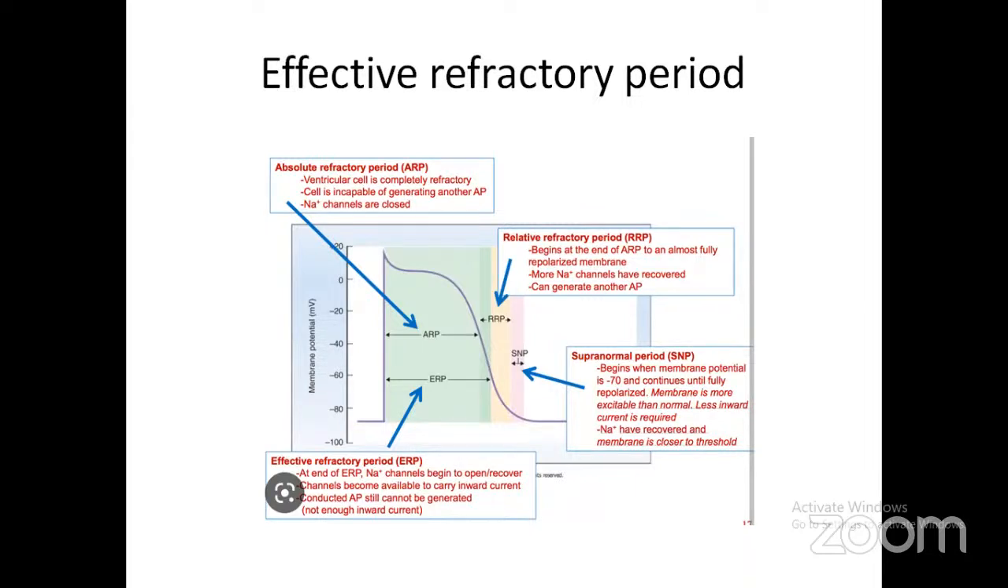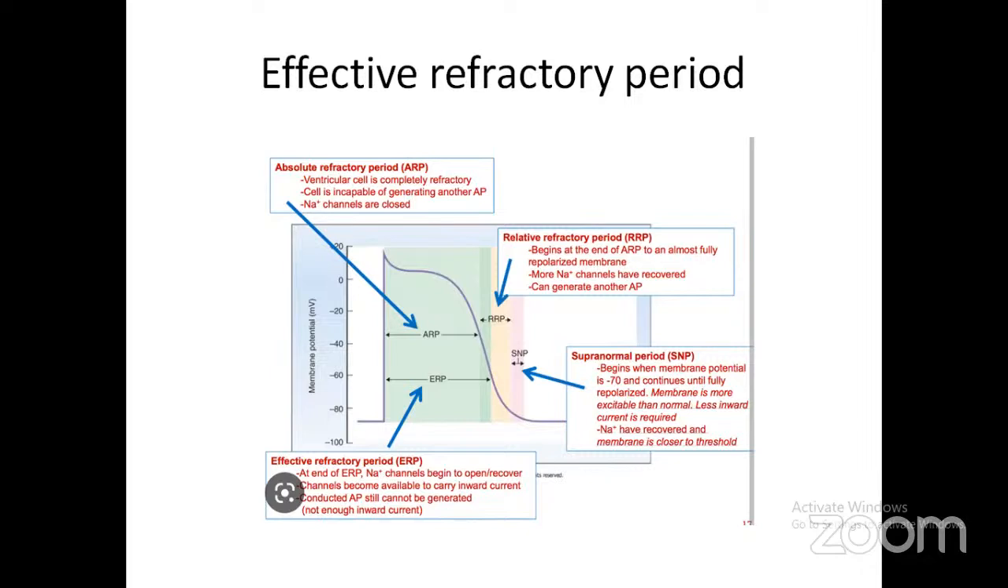In the effective refractory period, at the end of it, sodium channels begin to open or recover. Channels become available to carry inward current, but a conducted action potential still cannot be generated, as there is not enough inward current. The relative refractory period begins at the end of the absolute refractory period, up to an almost fully repolarized membrane. More sodium channels have recovered, and at this stage another action potential can be generated.